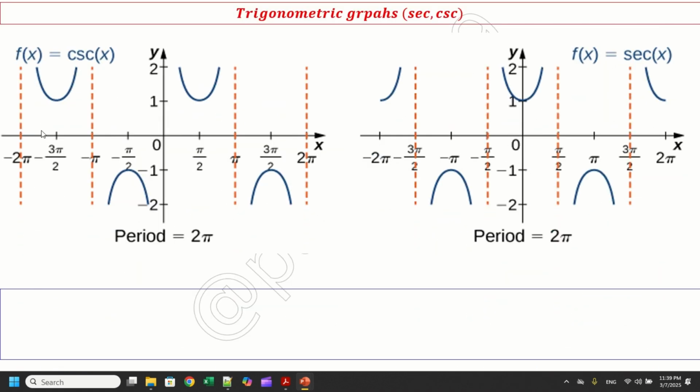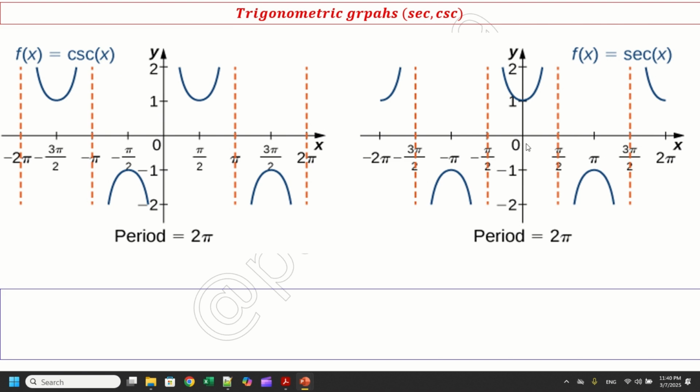Secant and cosecant graphs look like this, like cups actually, either upward or downward. The only difference you can see is that secant cuts the y-axis at 1, and cosecant doesn't cut the y-axis. Sorry, not x-axis, y-axis. So just remember this. Where it is 1, that is important to remember. Cosecant is 1 at pi by 2. So you can see here, the graph comes like this.